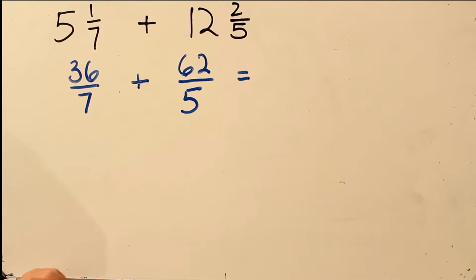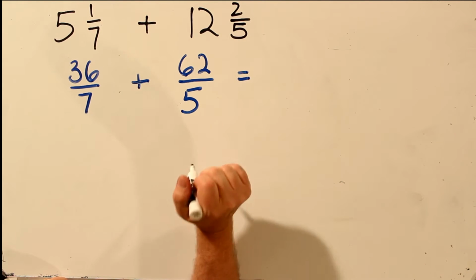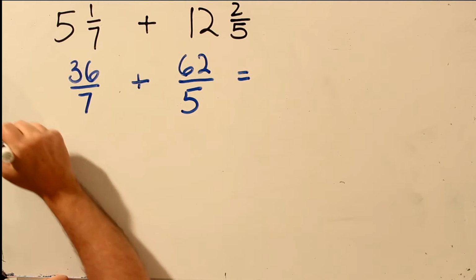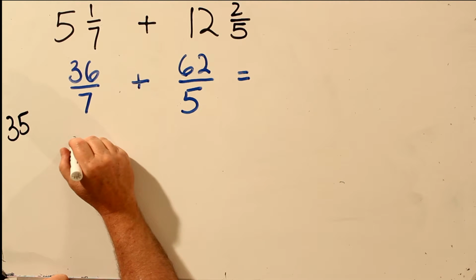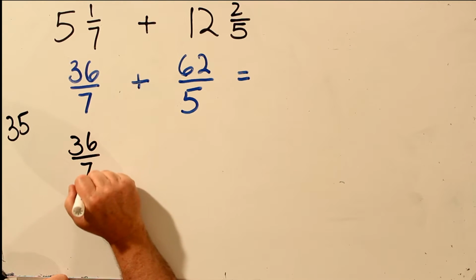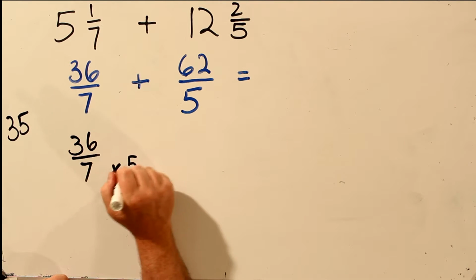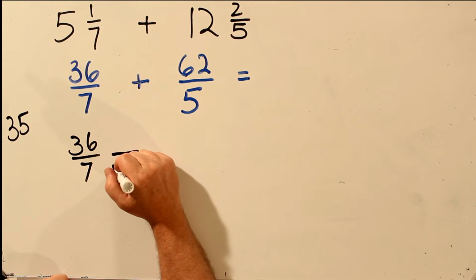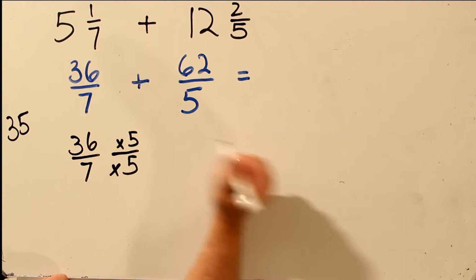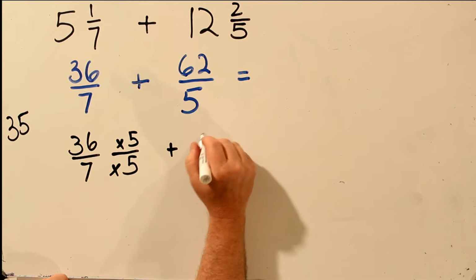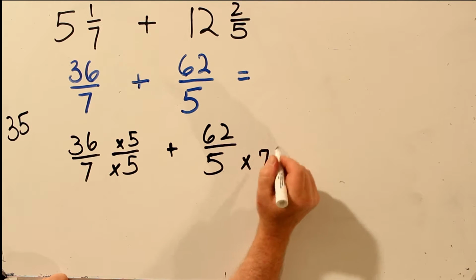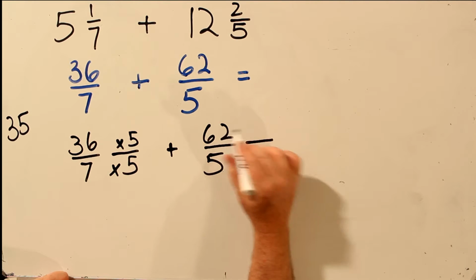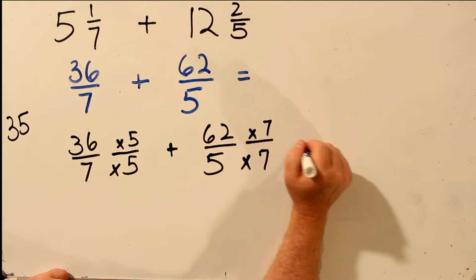And we still can't add these two fractions together because the bottom number isn't the same. To make the bottom number the same, you first have to find the lowest common multiple. And I'm going to tell you the lowest common multiple for 7 and 5 is 35. So to make the bottom number 35 on this one, we have to multiply the bottom number by 5. To keep the fraction the same, if we multiply the bottom by 5, we have to multiply the top by 5. And here, we have to multiply the bottom number by 7. And if we multiply the bottom number by 7 to keep the fraction the same, we have to multiply the top number by 7.